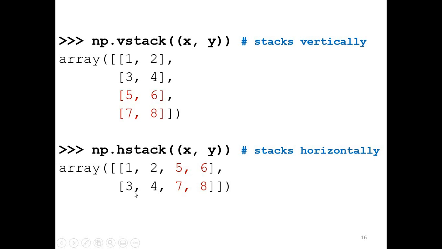This is the first array and this is the second array. This is x and this is y. So it is stacking the two arrays side by side, that means in the horizontal direction.